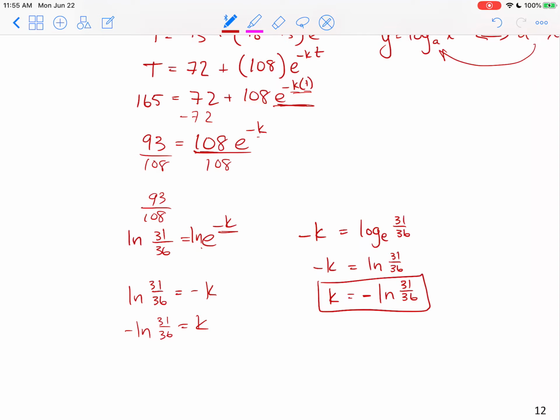And then if Pearson asks you for the answer as a decimal, the answer would be k is equal to 0.1495. So if they wanted you to round to 3 decimal places, it would be 0.150.